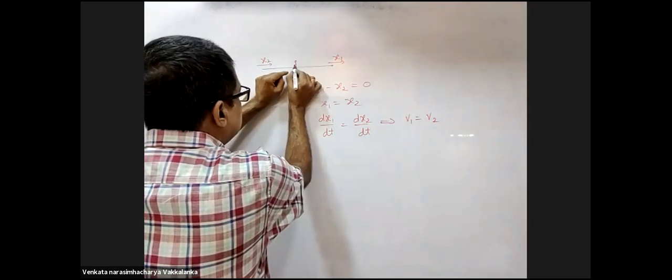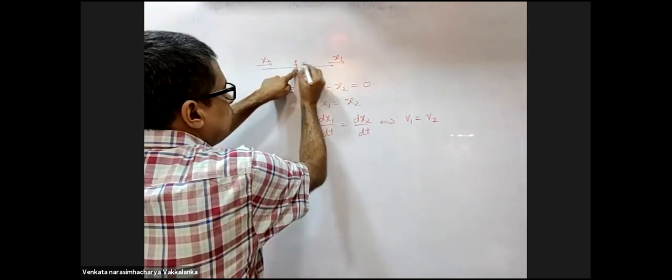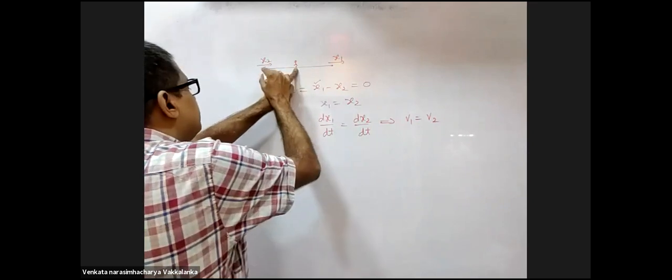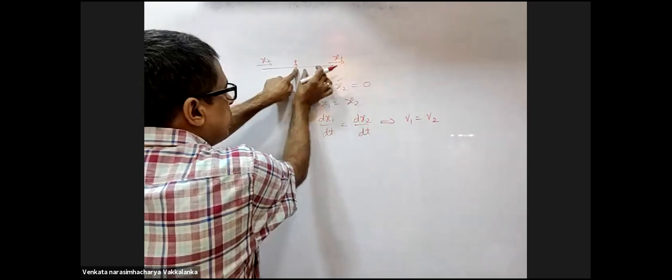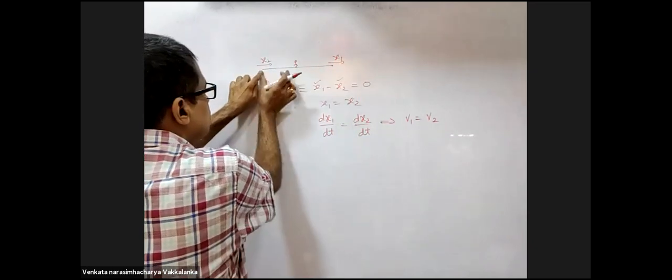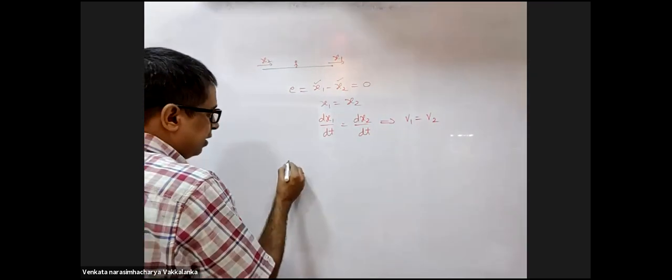You stand at the center. If this end is moving away from you, it will be plus x1. This end is moving towards you, it is minus x2. This is contributing to increase in length. This is contributing to decrease in length.